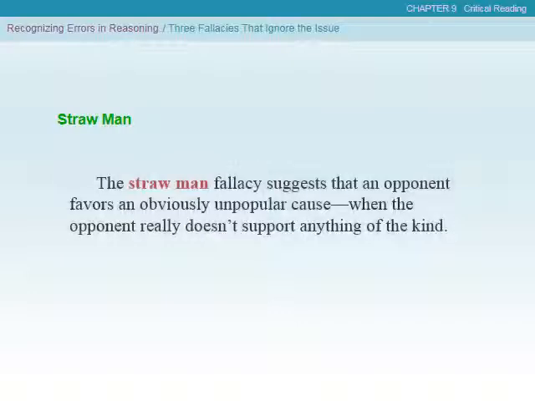Okay, and then the third one of this is the straw man fallacy. Okay, and this is on page 347. A straw man suggests that an opponent favors an obviously unpopular choice or cause when the opponent doesn't really support that. Okay, so basically what you're saying is, my opponent is saying such and such, even though your opponent is not saying that.